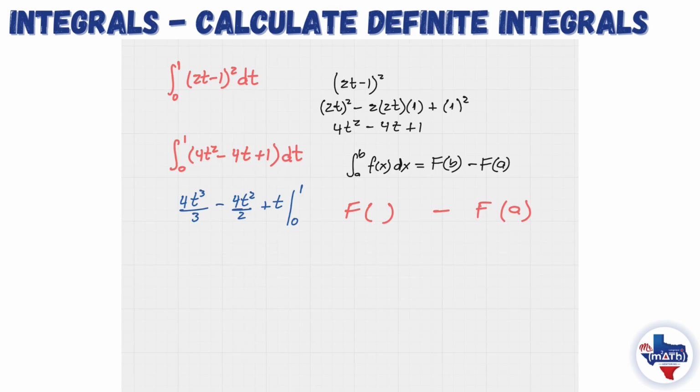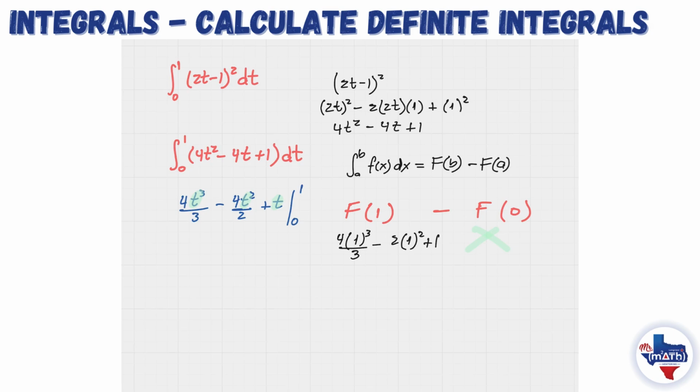So let's change that. What is our value of b? It will be F of 1, and our value of a is F of 0. Okay, so the function is 4t cubed over 3, which will be 4 times 1 cubed over 3, minus, well, 4 divided by 2, that should be 2 times 1 squared, plus 1. And as you can see, every term has t, so the F of 0 is just going to be 0. It's going to disappear, so we don't need to even write that one.